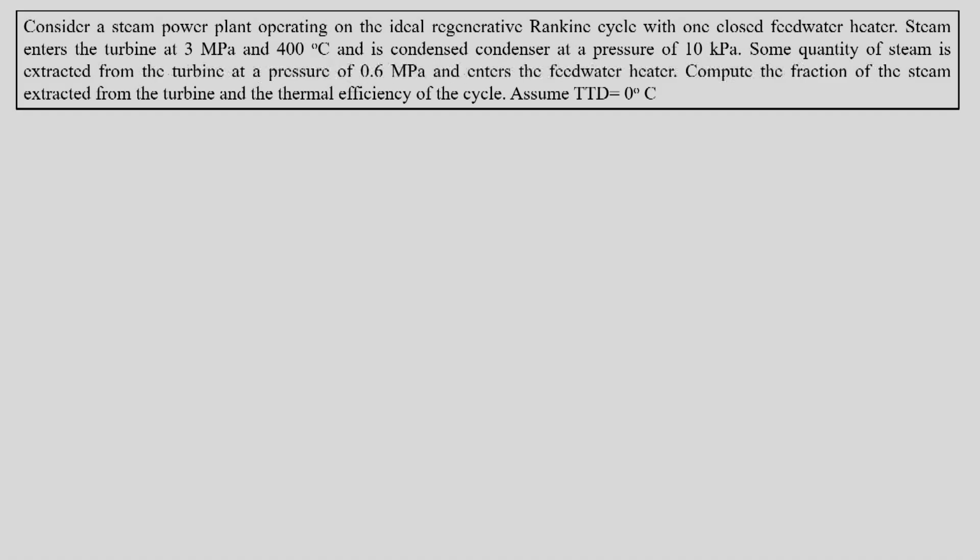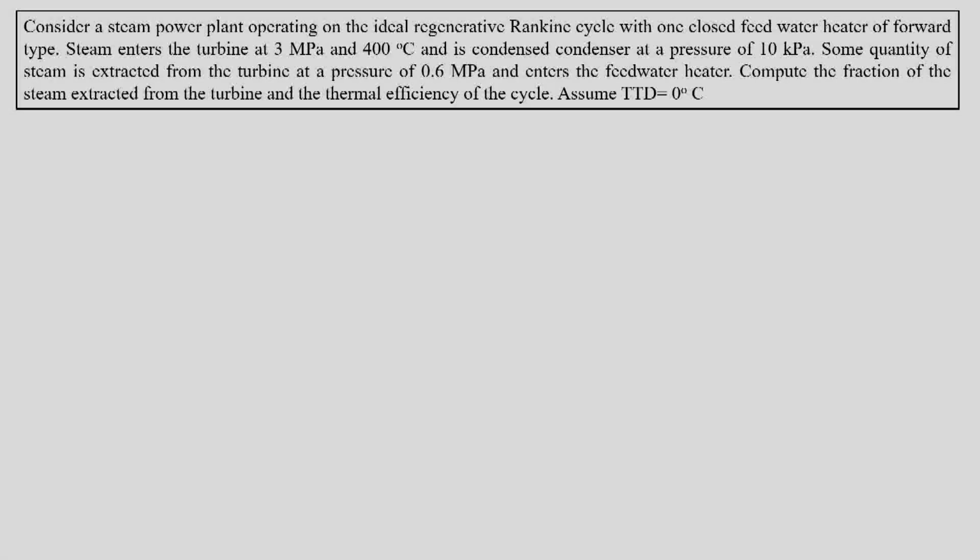The example reads that consider a steam power plant operating on the ideal regenerative cycle with one closed feed water heater of forward type. Steam enters the turbine at 3 megapascal and 400 degrees Celsius and is condensed in the condenser at a pressure of 10 kPa. Some quantity of steam is extracted from the turbine at a pressure of 0.6 megapascal and enters the feed water heater. Compute the fraction of the steam extracted from the turbine and the thermal efficiency of the cycle. Assume TTD to be 0 degree Celsius.